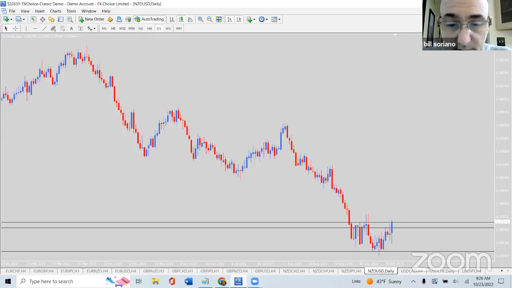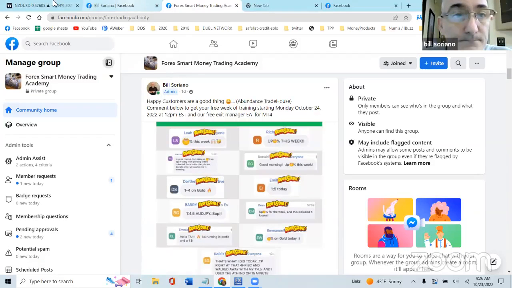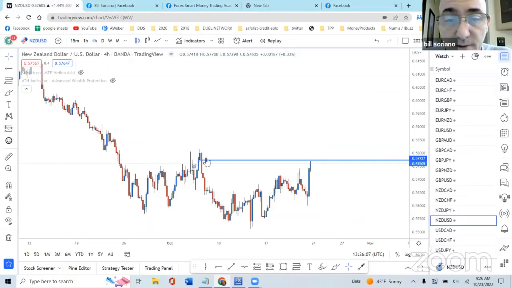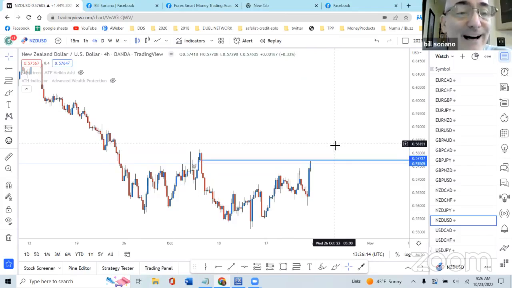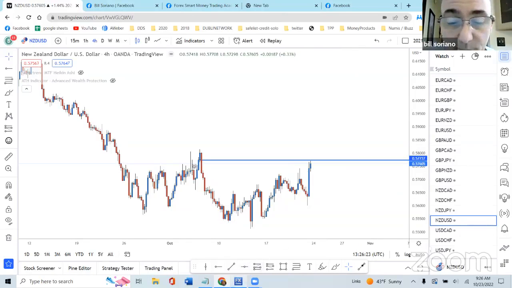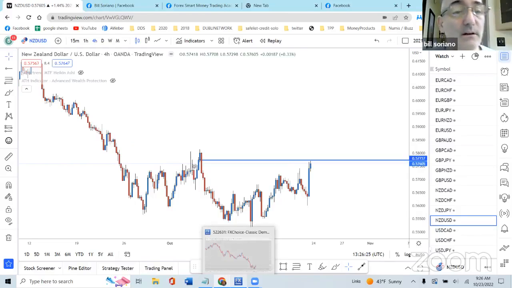Okay, so where were we now? So in NU, we have this 4-hour area marked up. The reason why you want to be in the group is because when the alerts go off, I go live in the group every day, and I show you what I do after the alerts go off, how I mark up the charts, and I mark up the charts in MT4 after the alerts go off.